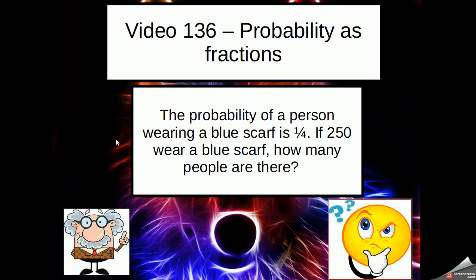Remember, this can be an approximation in questions. So for instance, in this case, 250 wear the blue scarf, but they might say, no, 251 wear the blue scarf. How many people are there? So sometimes just because the probability says a quarter, and therefore a quarter of the population have the particular blue scarf, it might have been rounded, so it might not be specifically that amount. But in this question, we've been told 250 wear the blue scarf.